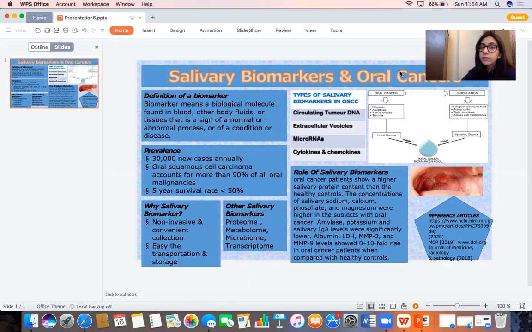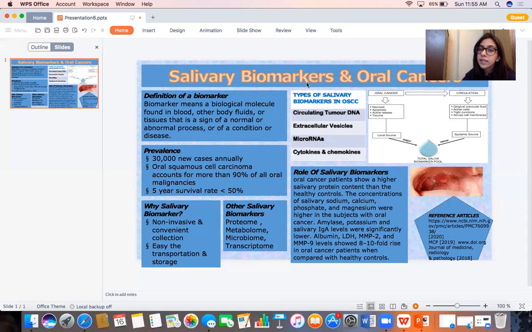The topic I've chosen for my poster presentation is salivary biomarkers and oral cancers. What interests me about this topic is that oral cancer has a very high prevalence rate in a country like ours. There are 30,000 new cases every year, and the 5 year survival rate is less than 50%, as I've mentioned here.